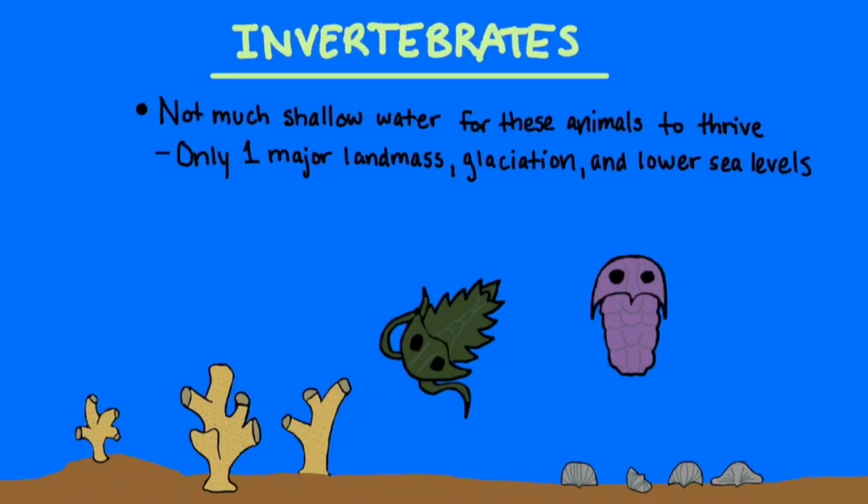With one major landmass, glaciation, and lower sea levels, there was not much shallow water for marine invertebrates to thrive. Brachiopods were the dominant suspension feeders. This is feeding through filtering out small organisms floating in the water. They were dominant up until the end of the Permian. As a reminder, brachiopods were a group of invertebrates that lived within shells.